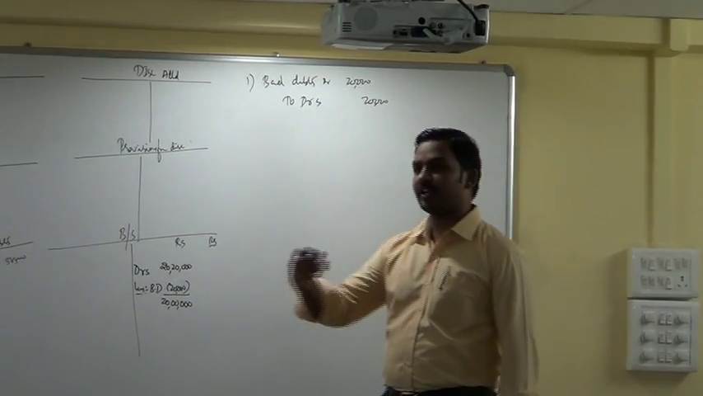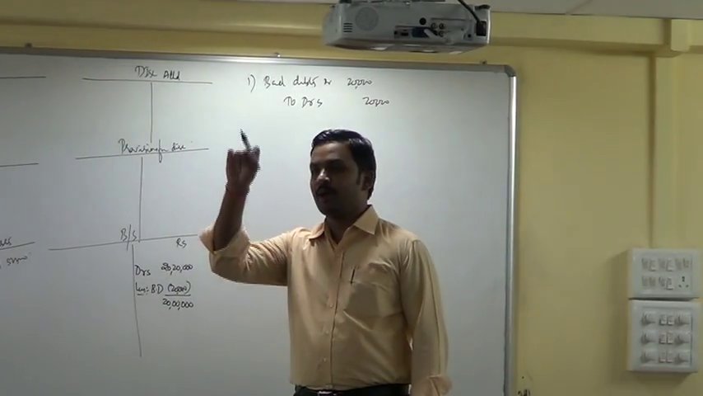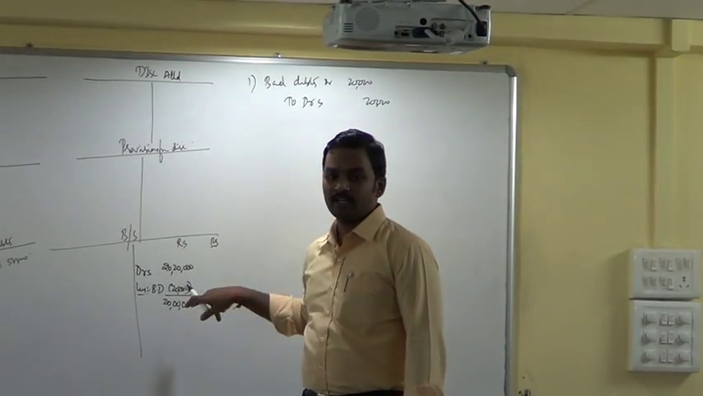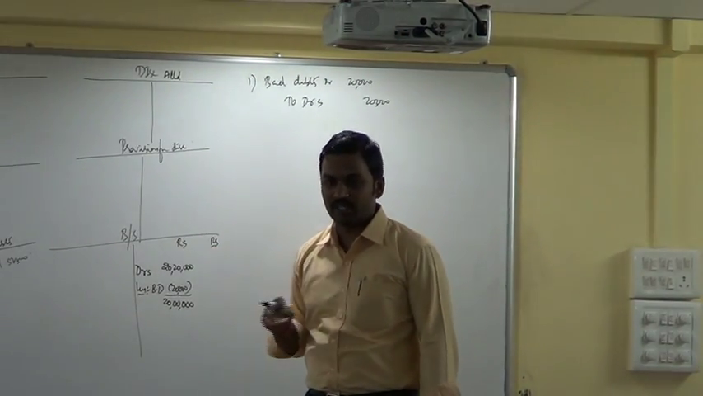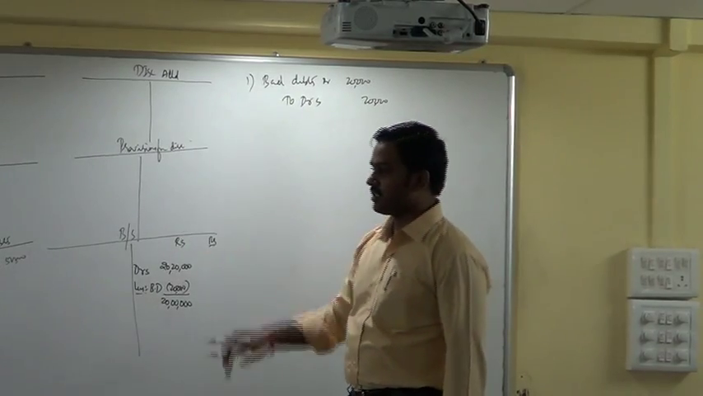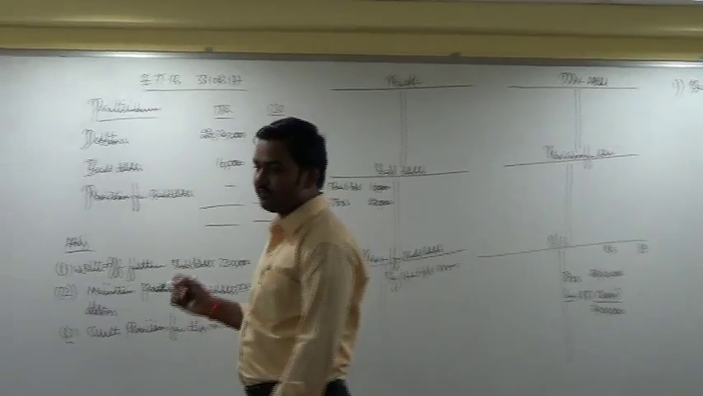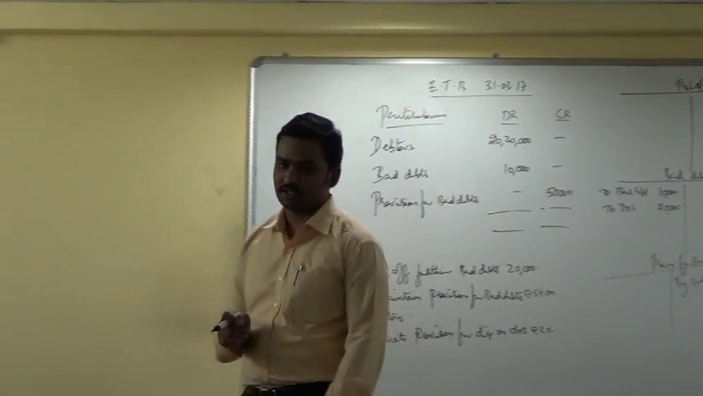The problem asked us to write off further bad debts. We passed an entry: bad debts account debit, debtors account credit. The bad debts account was debited, and from the debtors account we are subtracting it. Is it clear? Read the next adjustment: maintain provision for bad debts at the rate of 5% on debtors.